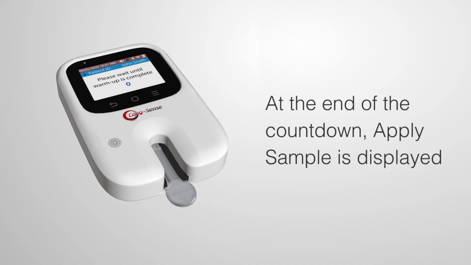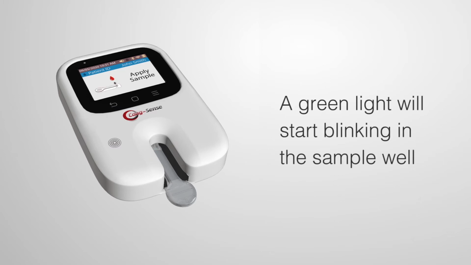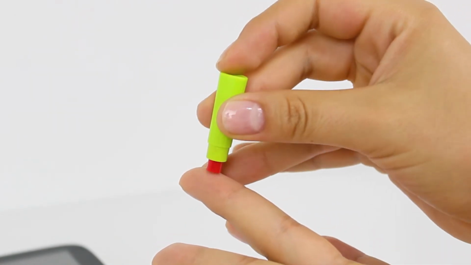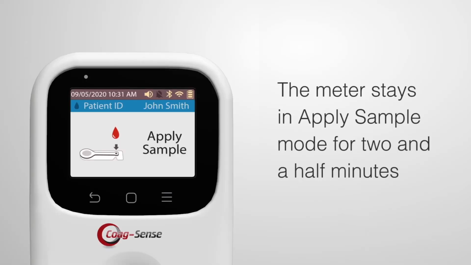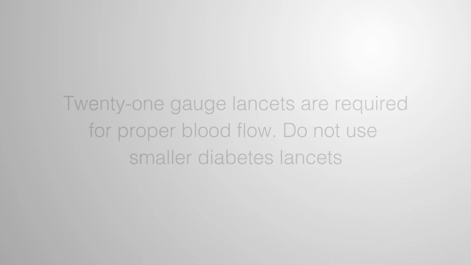At the end of the countdown, apply sample is displayed, and a green light will start blinking in the sample well. Press down hard on the finger with your lancet and lance your finger according to the instructions provided by your lancet manufacturer. Note the meter stays in apply sample mode for 2.5 minutes.